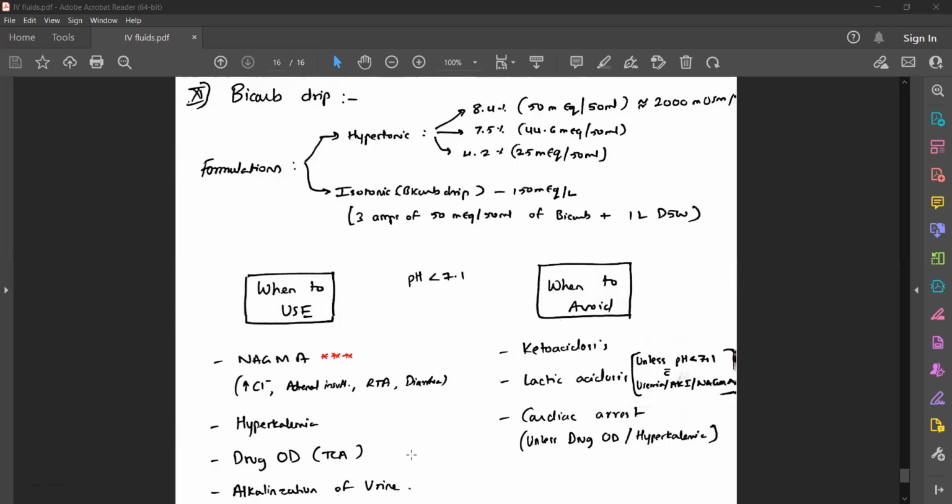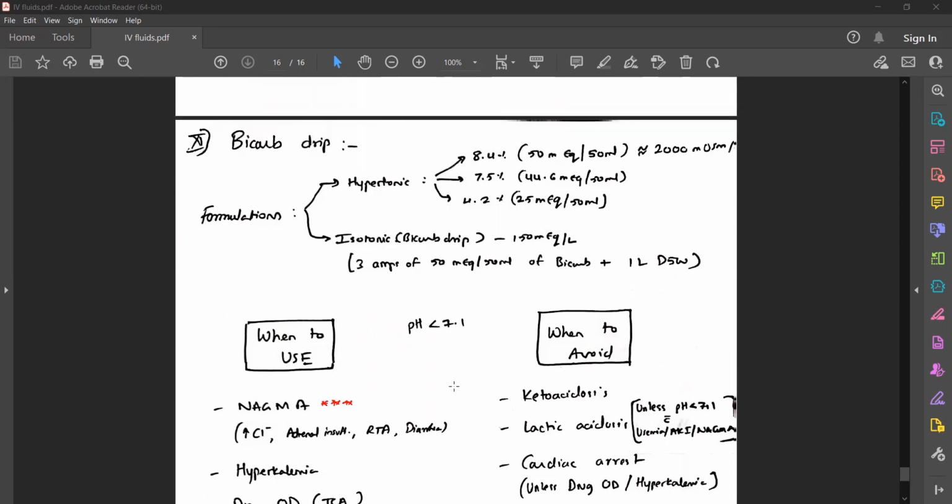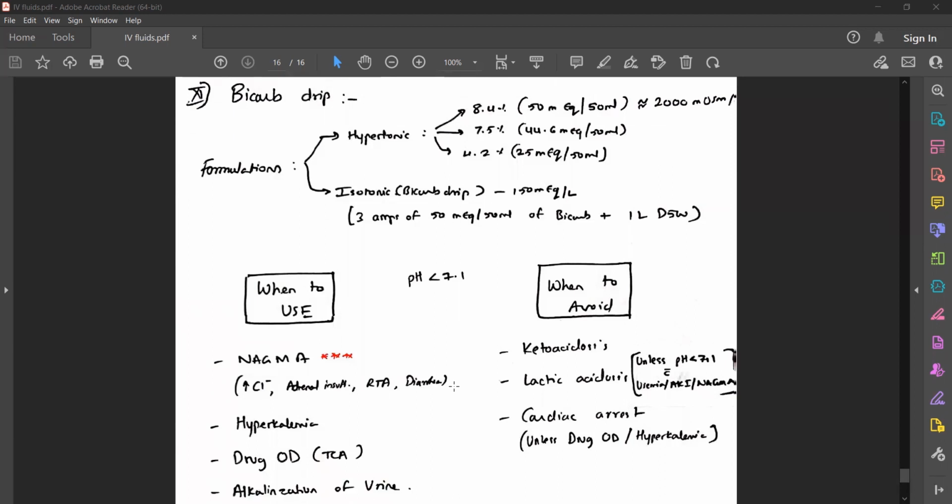It can help you, as I told you, in these conditions, and it has to be avoided in the other conditions like ketoacidosis, lactic acidosis, and cardiac arrest. So always remember to choose the best treatment for your patient, and every patient will be different. What one guideline might work for one patient might not work for the other.